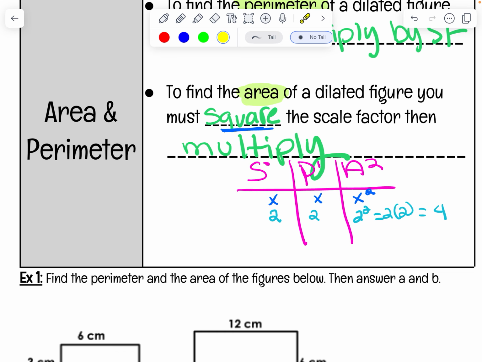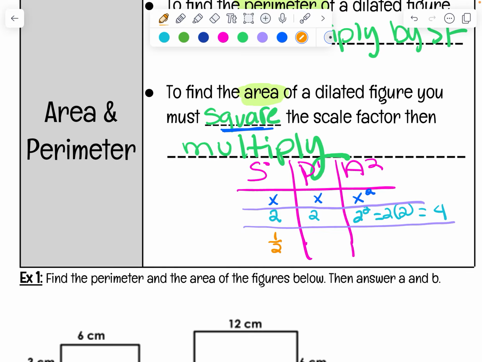Okay, I'm going to give you one more example, which is using a fraction. So you would do the same thing. So let's say my scale factor, let me put lines here so we can divide it up a little bit. So let's say now that my scale factor is going to be 1/2. So that means it's going to be a reduction, and the new figure is going to get smaller. The perimeter is also going to be 1/2 of the original one, but the area will be 1/2 squared.